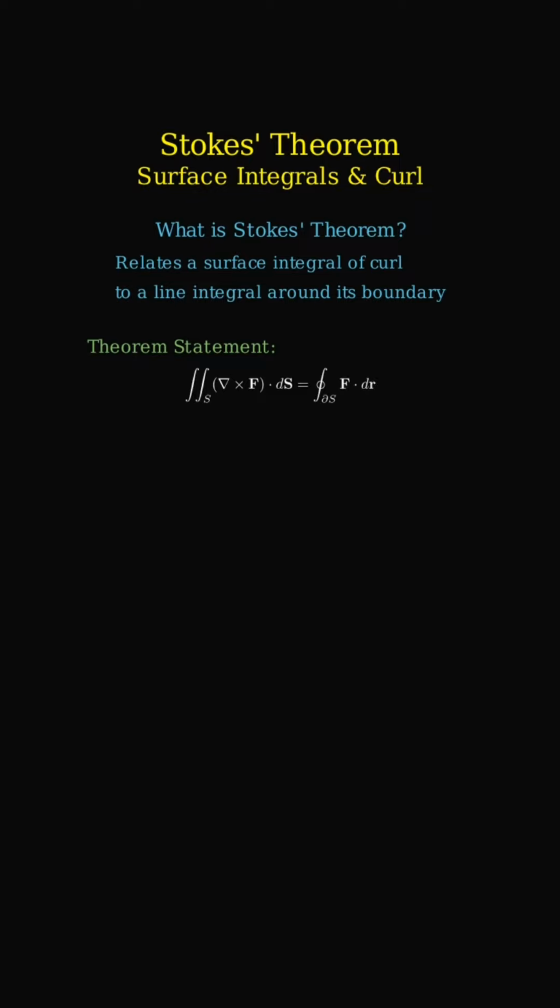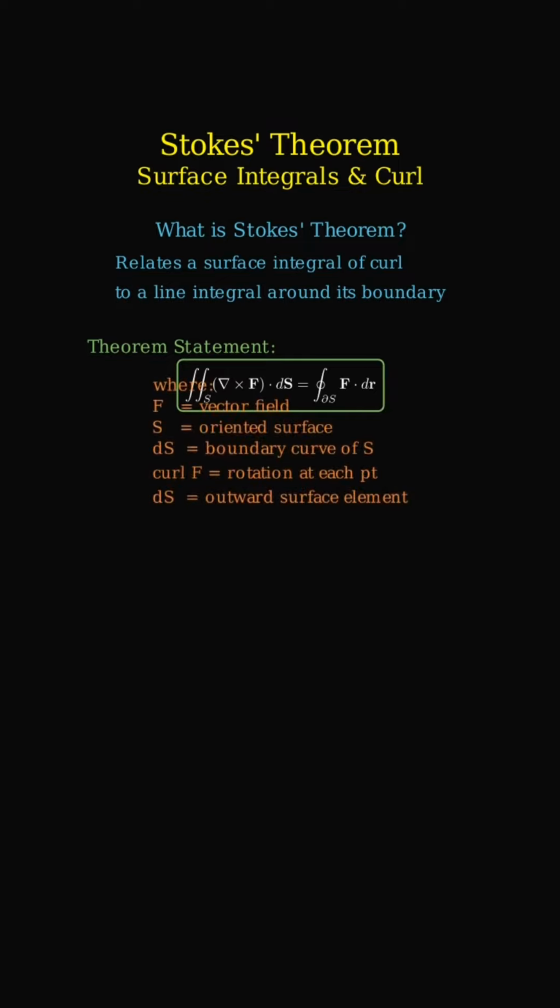Now let us understand the terms involved. F represents a vector field. S represents an oriented surface. The boundary of S is a closed curve surrounding that surface. Curl of F measures the local rotation of the field at each point. The surface integral adds up rotation over the surface. The line integral measures how much the field flows around the boundary curve.